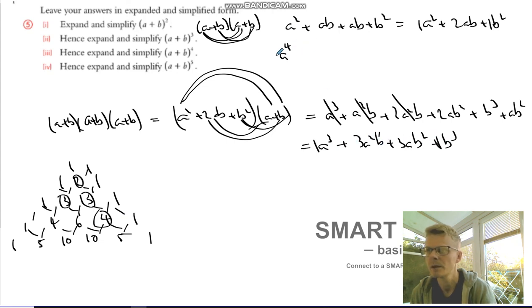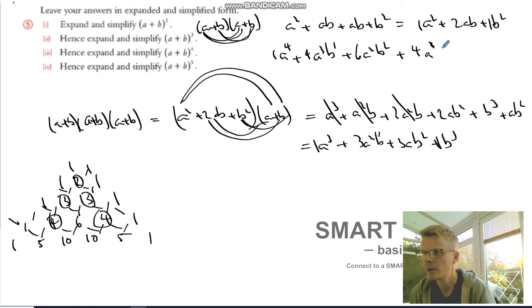So a to the power of 4, so 1 lot of that, so I've used that one, plus this is going to go down to a cubed, and then we're going to introduce the b to the power of 1, but then we're going to take this coefficient 4, so hopefully this is what you got when you expanded it, plus the next number is a 6, lots of a squared, b squared this time, so that went down by 1, the a's, and then up by 1 for the b's, plus 4a to the power of 1, b to the power of 3, plus b to the power of 4, and 1 lot of that, and no a's.